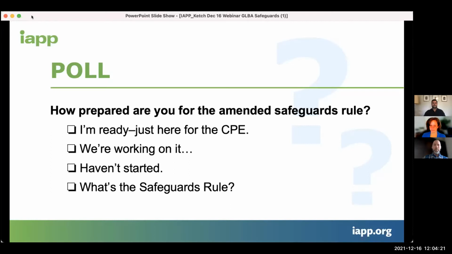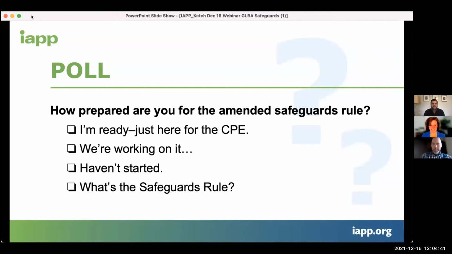Good to see that there's some willing to admit the CPE is the main draw. All right. Oh, still going. Okay. Maybe we'll consider that done. So what do we got here, folks?